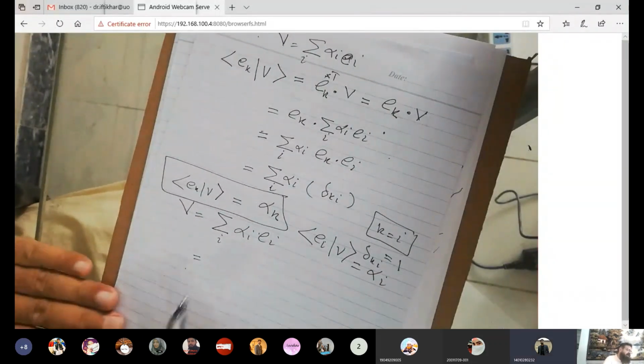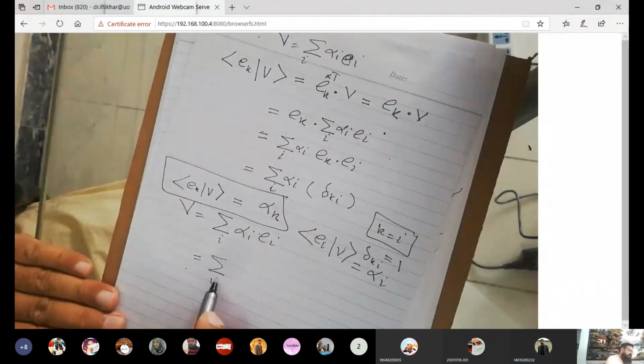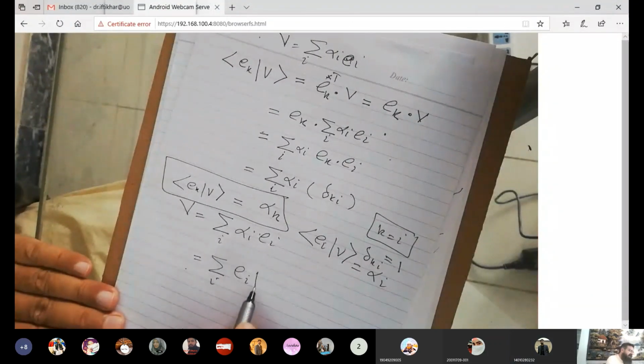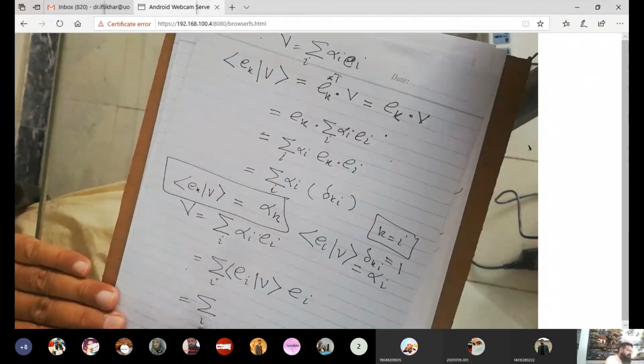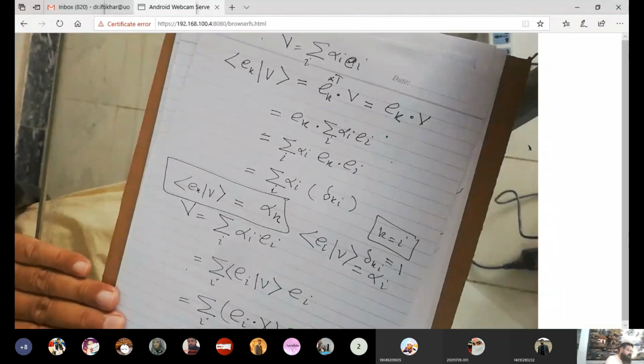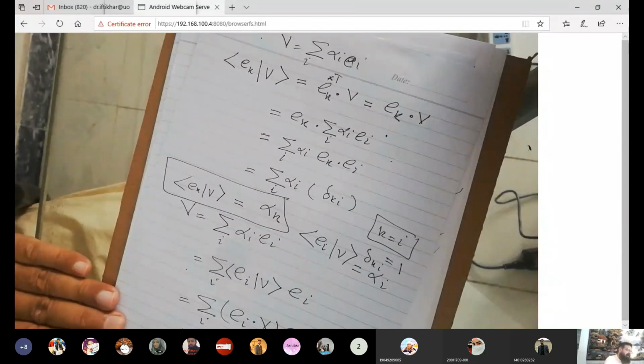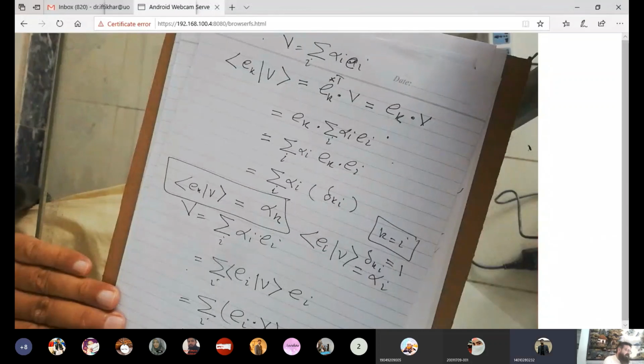Then you put it here, e_i into v into e_i, and then again you take e_i into v into e_i, summing over i, and then this is equal to v into e_i dot e_i.